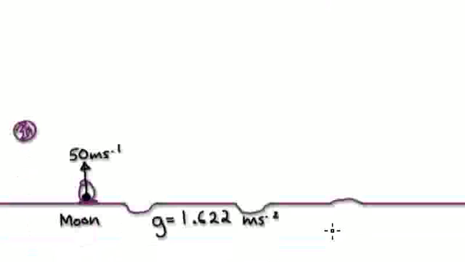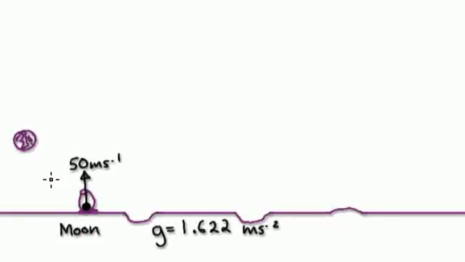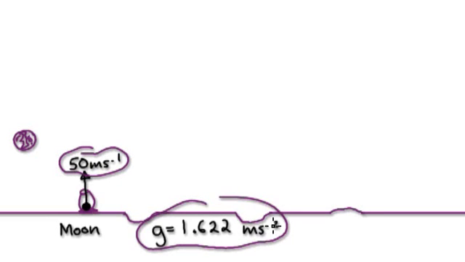In the previous video, I briefly explained how you can calculate the maximum height of a cannonball. Now it's your turn to have a go. So now we're on the moon. We're going to shoot a cannonball vertically upwards at 50 meters per second. Gravity on the moon is 1.622 meters per second squared. Calculate the maximum height of this cannonball.